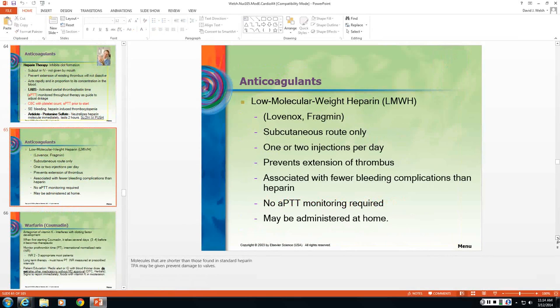Some other anticoagulants are your low molecular weight heparins. That's going to be stuff like your Lovenox or Fragmin. This is done by a subcutaneous route only, 1 or 2 injections a day. It prevents the extension of a thrombus. This is usually associated with fewer bleeding complications than heparin. No APTT needs to be monitored, and it can be administered at home.